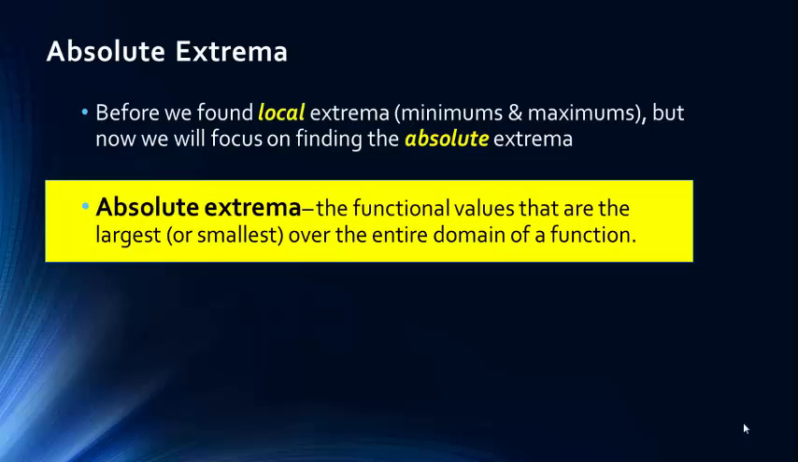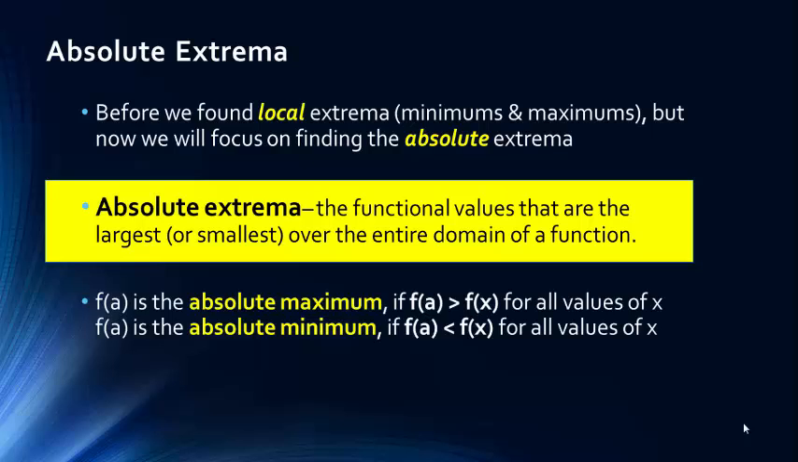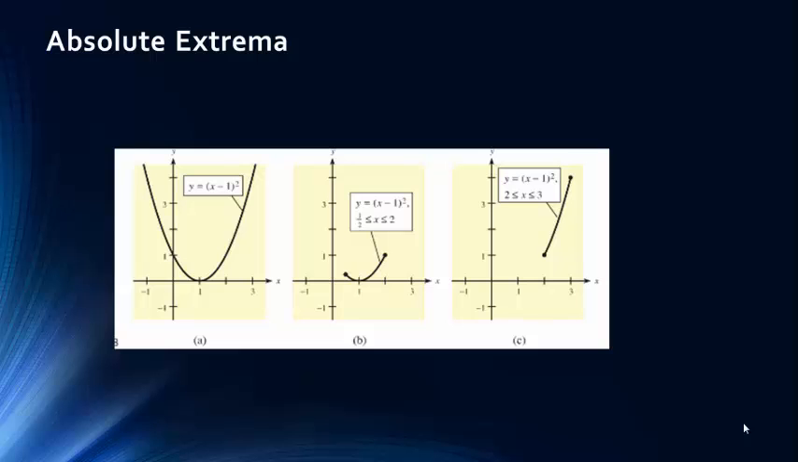So the absolute extrema is the largest or smallest over the entire domain. And so we say f of a is the absolute maximum. F of a is a y value, so when we're looking for the absolute maximum, we're looking for the y value. And we say that this is the absolute maximum if f of a is greater than f of x for all values of x in the domain. Similarly, f of a is the absolute minimum. So it's really key here that you understand this concept, that the y value is the absolute maximum or minimum. The x value tells us when or where that occurs.